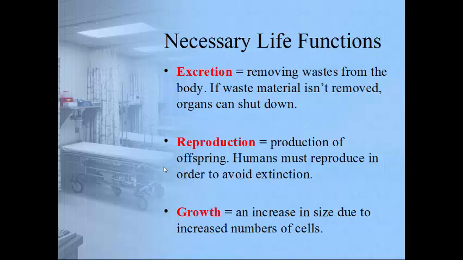Next one, reproduction. As a species, humans must be able to reproduce and create more humans, otherwise we will become extinct. And lastly, growth. An increase in size due to an increase in number of cells. We all start off as one single cell, the fertilized egg. They go from that one cell to a newborn baby is trillions of cells later. So be able to grow from that to an adult, all that is considered growth, an increase in the cell number. So all those are considered necessary life functions.